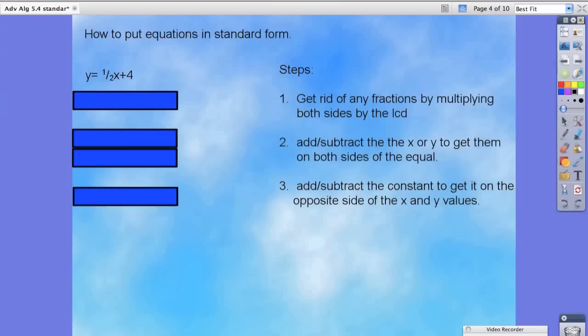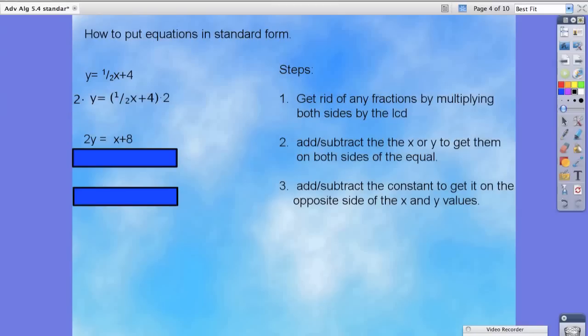y equals 1/2 x plus 4. So to get rid of the fractions, we need to multiply by the LCD, or the least common denominator, which in this case is 2. So we're going to multiply by 2 to everything, and that would give us 2y equals x plus 8.